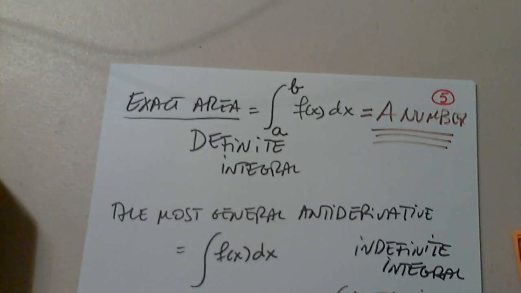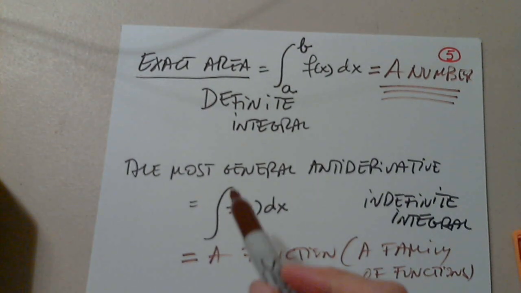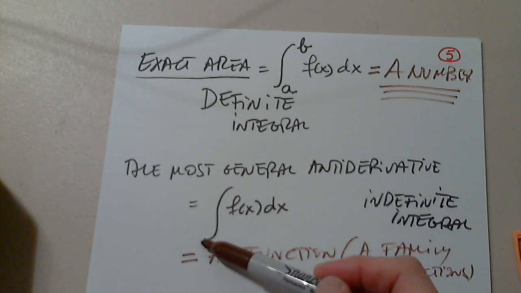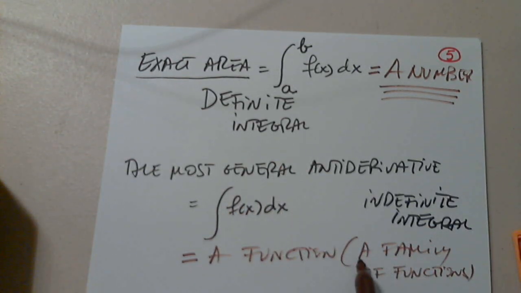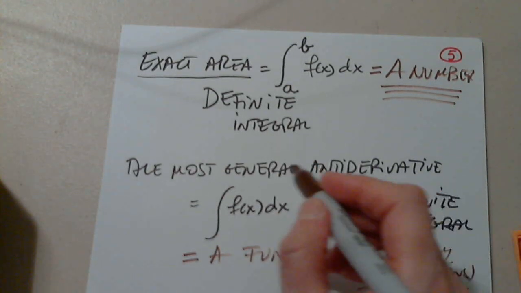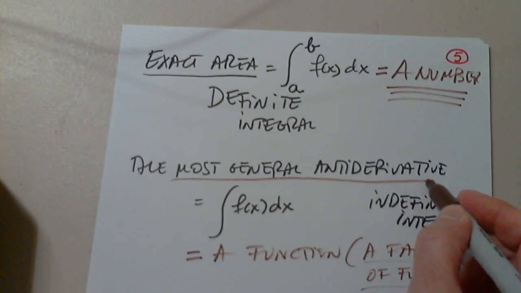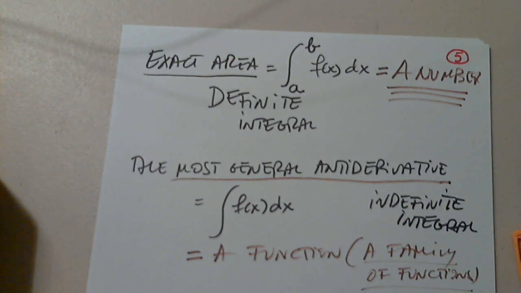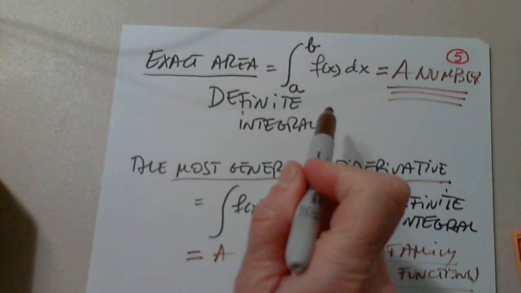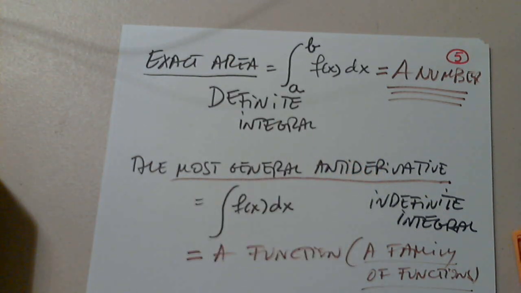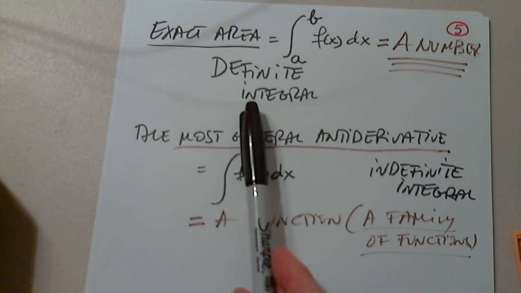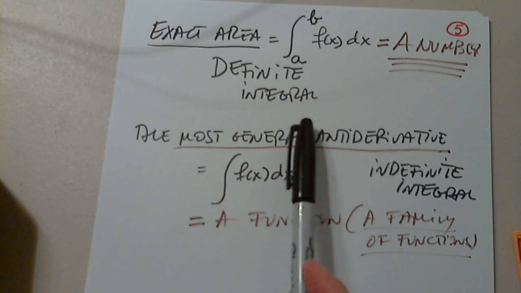Huge difference. The definite integral will give us a number. The indefinite integral of f of x dx gives us a family of functions because it gives us the most general antiderivative. Now, how do I calculate that? There is a formula for calculating definite integrals.